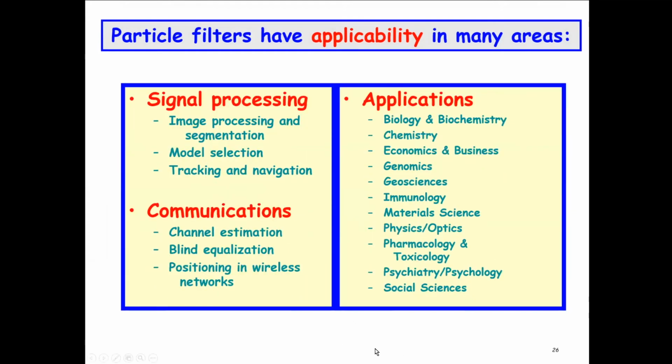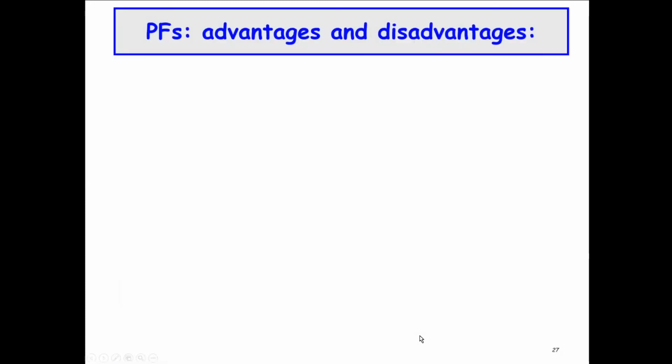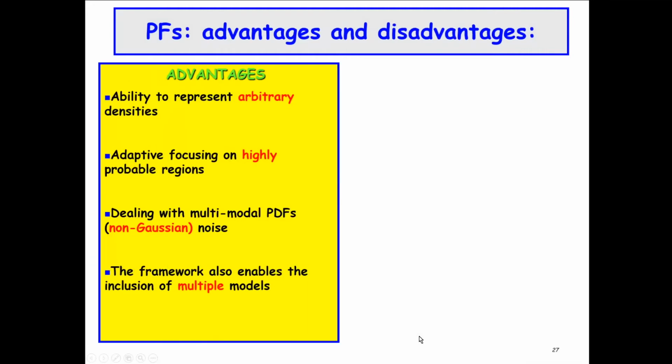Particle filters are used in signal processing, image processing, model selection, tracking and navigation, communications, wireless networks, channel estimation in speech, and applications in the sciences: genomics, geosciences, seismology, medicine, etc. Even psychiatry and social sciences. There are advantages and disadvantages. The advantage of the particle filter is the ability to represent arbitrary densities.